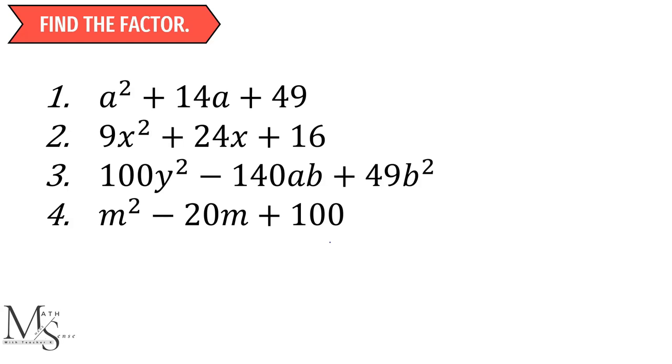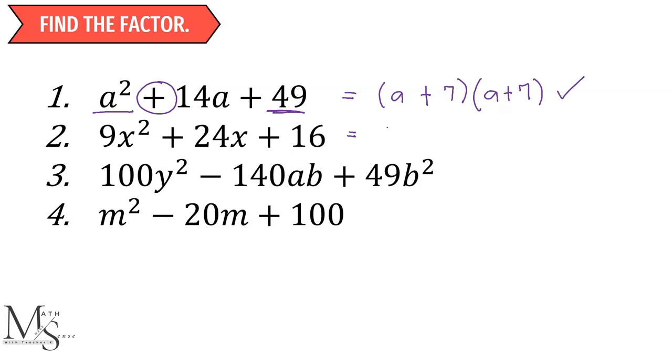Now, let's have more activities. Find the factors of this perfect square trinomial. Square root of a squared is a. First sign is positive, so that is plus. Square root of the last term, which is 49, is 7. Hence, the factors would be a plus 7 times a plus 7.